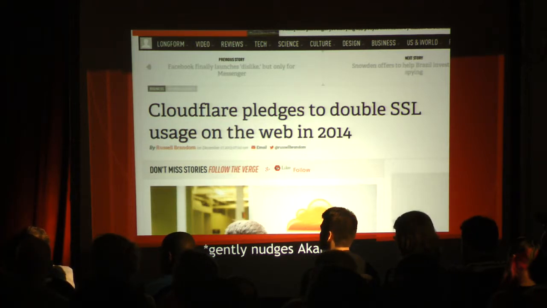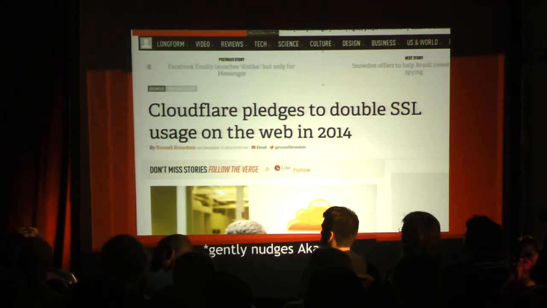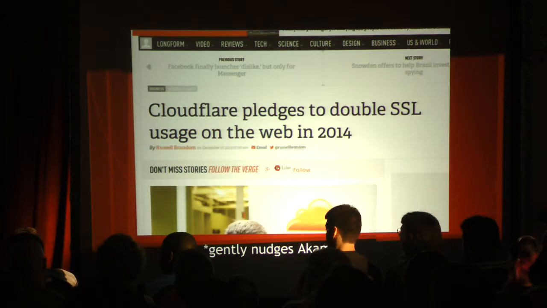But no, this is day one, and it's nice to start on kind of a high note. So whatever you hear in the rest of HOPE, remember that Cloudflare is pledging to double SSL usage on the web in 2014. Cloudflare, I believe, is man-in-the-middling about 5% of web traffic right now. So doubling that is going to be really, really important.